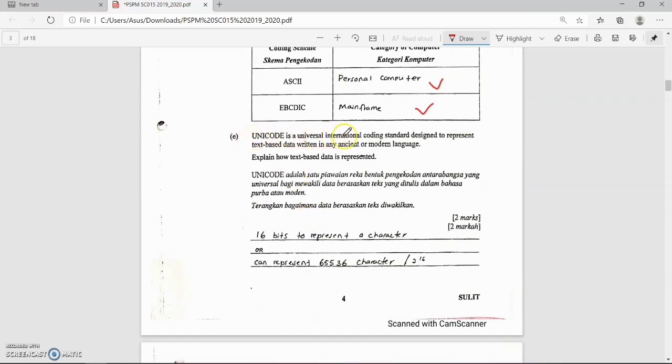Unicode is a universal international coding standard designed to represent text-based data written in any ancient or modern language. Explain how text-based data is represented. So this one 2 marks. So if you see 16 bits to represent a character, or you can explain it can represent 65536 characters or 2 power 16.